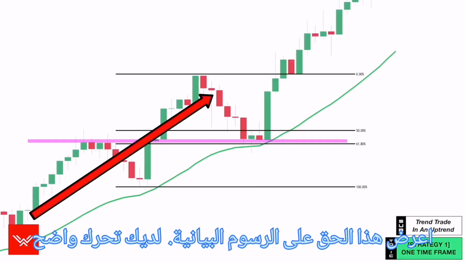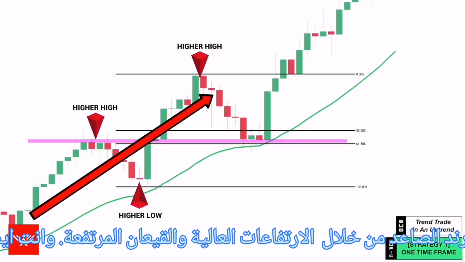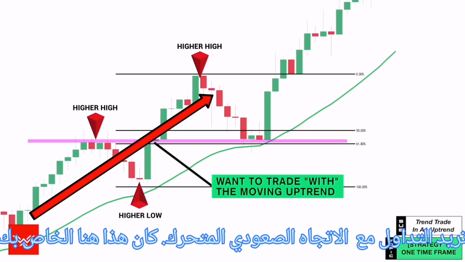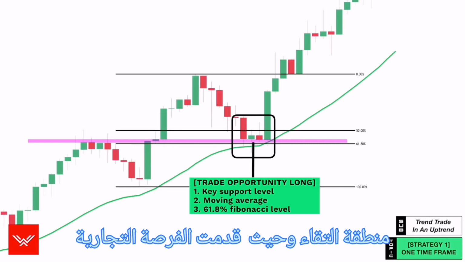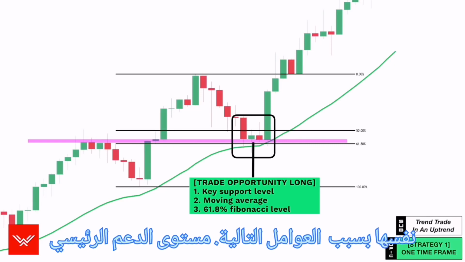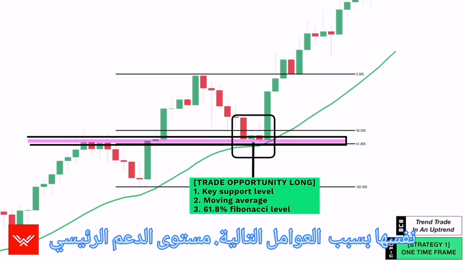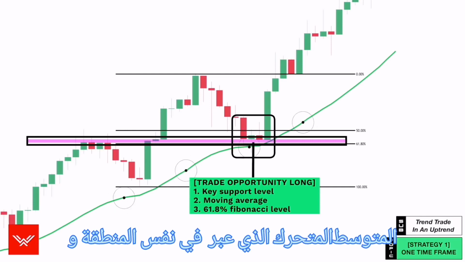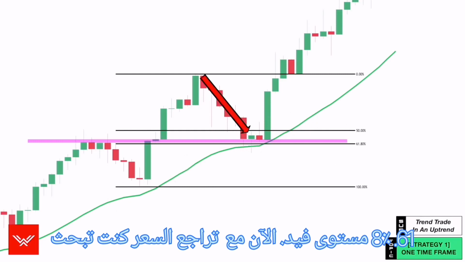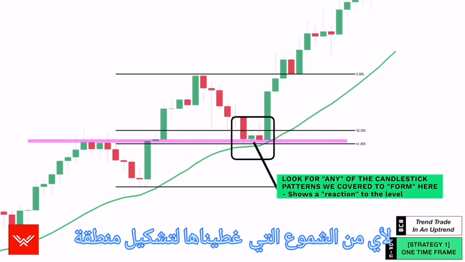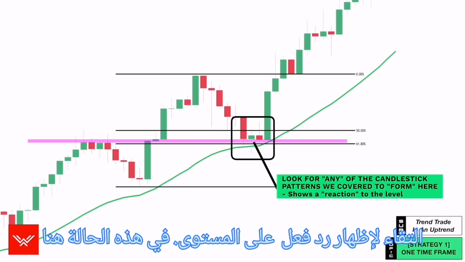You have your clear moving uptrend through the higher highs and higher lows. So you want to trade with the moving uptrend. This here was your area of confluence and where the trade opportunity presented itself because of the following factors. Key support level, the moving average that crossed right at the same area, and the 61.8% fib level. Now, as price came back down, you were looking for any of the candles we covered to form at the area of confluence to show a reaction to the level.